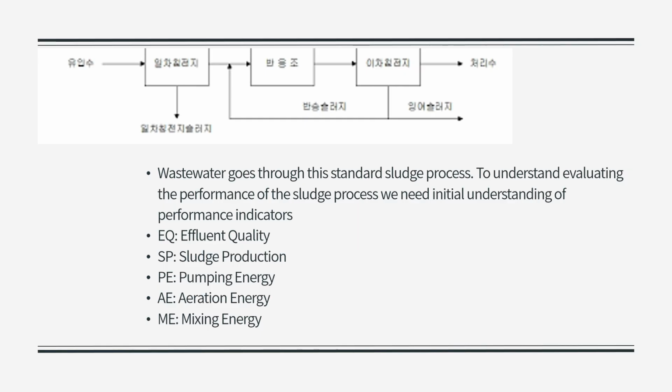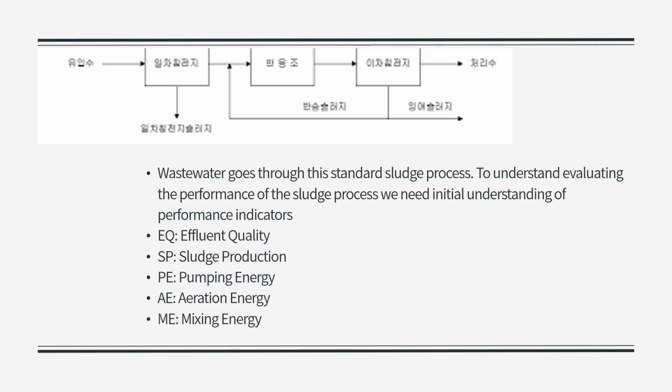To briefly introduce the factors, EQ is water quality, SP is how much sludge has gone into the process, and AE is the injected amount of oxygen to boost the effect of sludge, and likewise mixing energy and pumping energy.